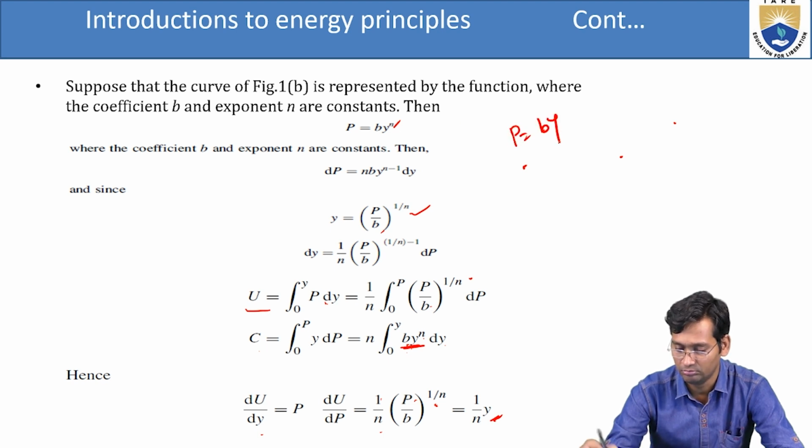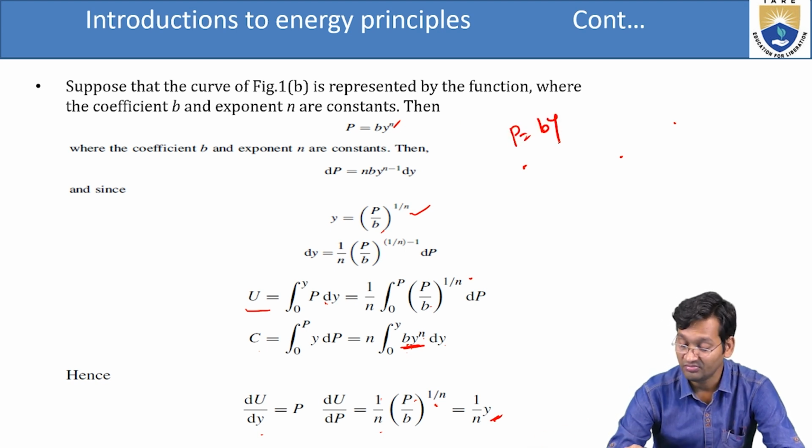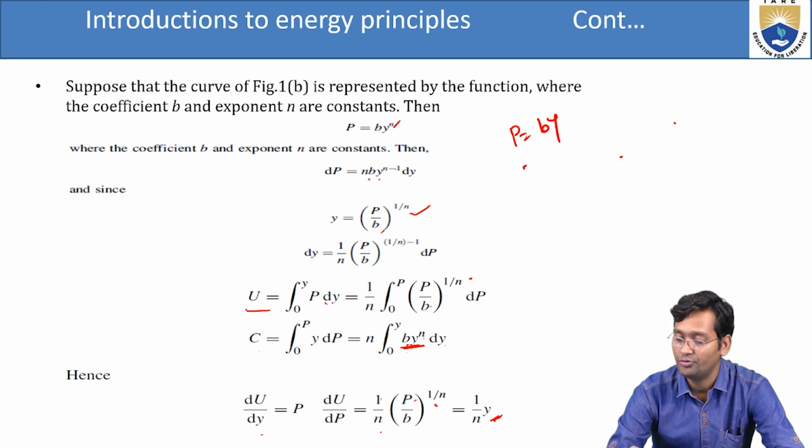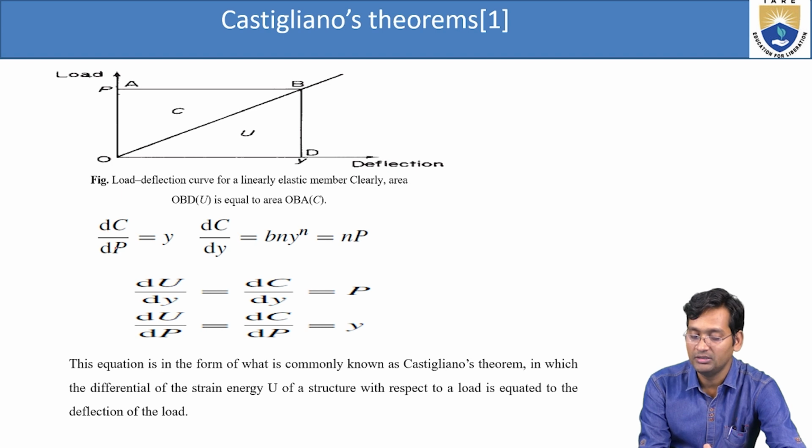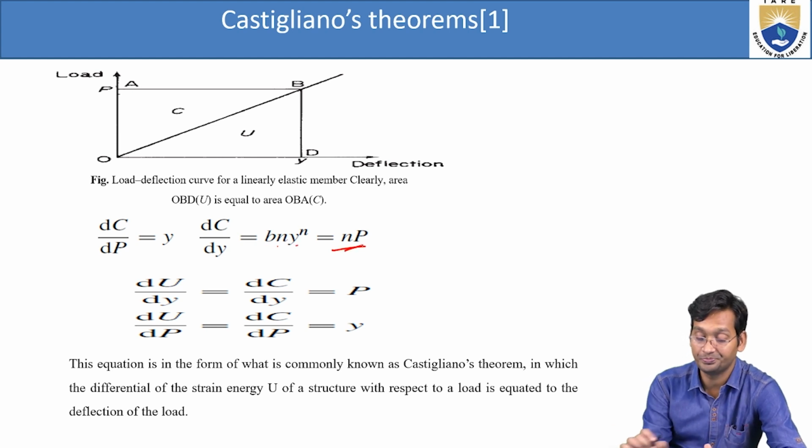So now just see in this substitute, so what we will get? P equals to b y. Then dP will be what? n, so that 1, y per 0, so dP equals to n. So after putting here dU by dP, dC by dP is y, and dC by dy is b, that equals to b n into y power n. So n y power n, b y power n is what? That is P. So n P. So dC by dP is y, and dC by dy is n P.